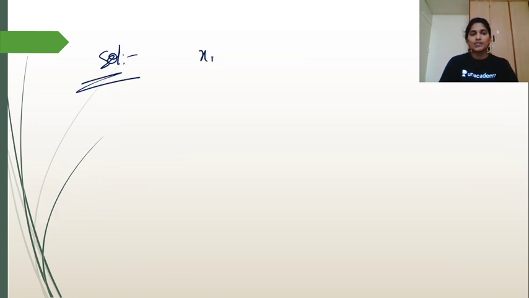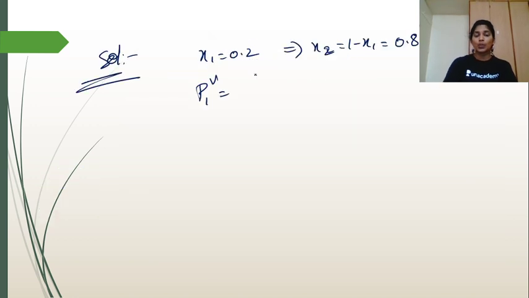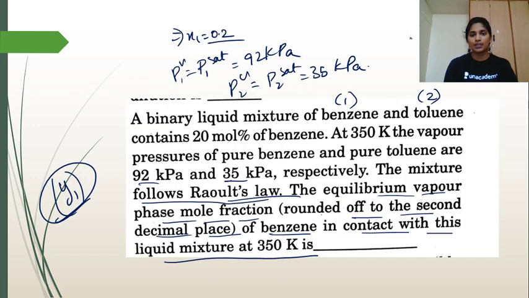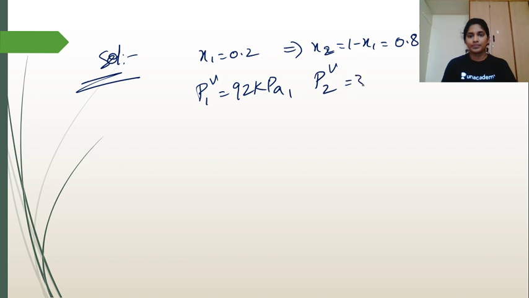So x1 is equal to 0.2. That means x2 will be 1 minus x1, which is 0.8. And P1 saturated is equal to 92 kilopascals, and vapor pressure of second component is equal to 35. Is it 35? Yeah, 35 kilopascals, right?